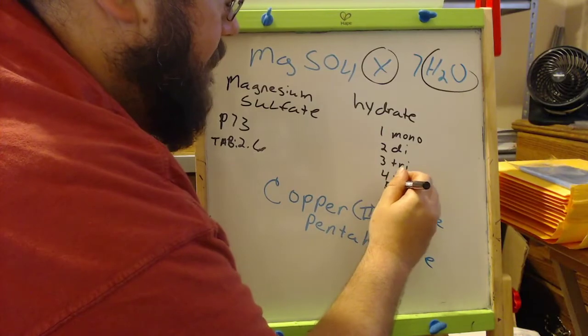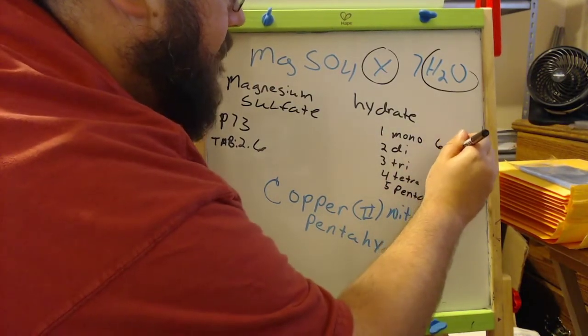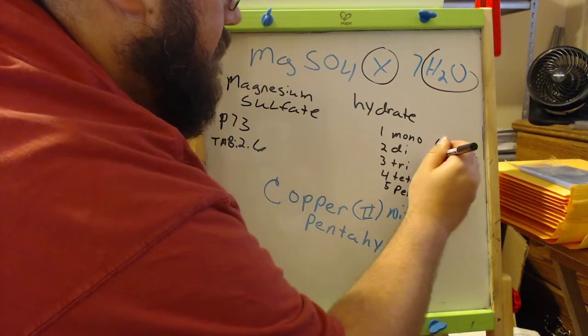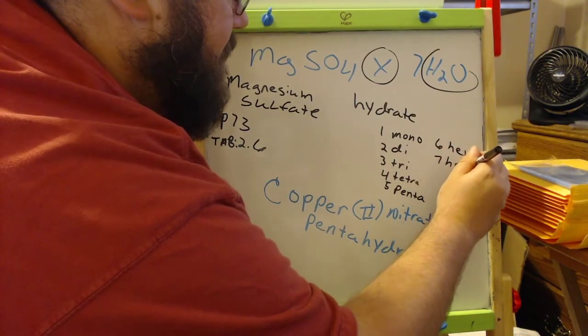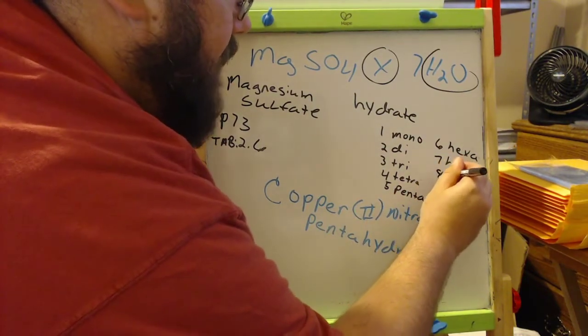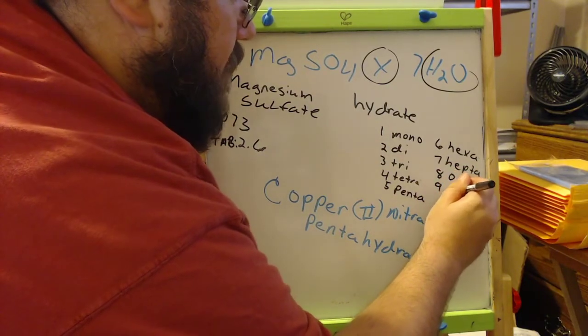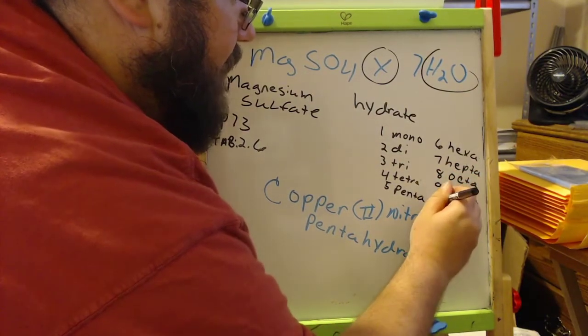5 is penta. 6 is hexa. 7 is hepta, not septa. Septa is transportation down in Philadelphia. 8 is octa. 9 is nona. 10 is deca.